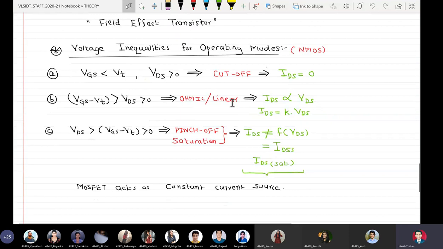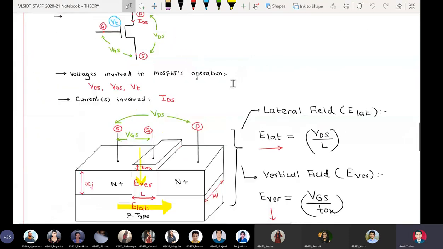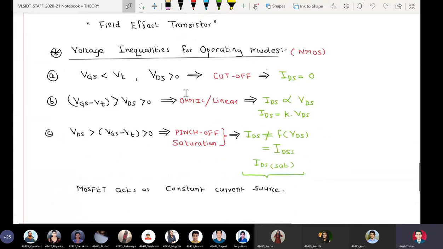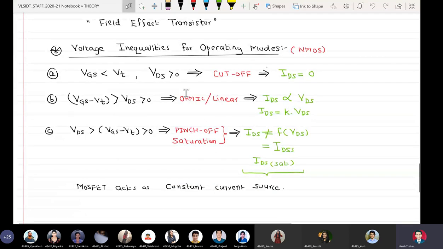So at the end, we defined 3 very important voltage inequalities for operating modes. We told also before that there are 3 potentials which are involved in MOSFET's operation: the drain to source voltage VDS, gate to source voltage VGS, and the threshold voltage Vt, which actually represents the internal energy of the device. And the only current which is involved in the device operation is the current IDS. And we told that when VGS is less than VT, if VDS is greater than 0, the device is in cutoff region, conducts no current, acts as open switch, and IDS equal to 0.